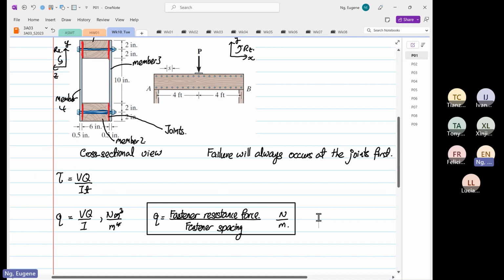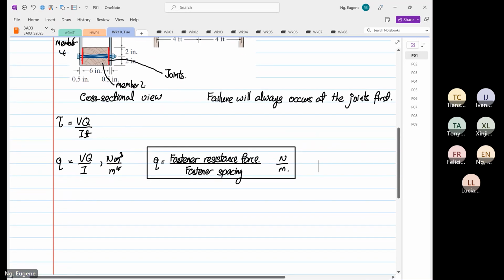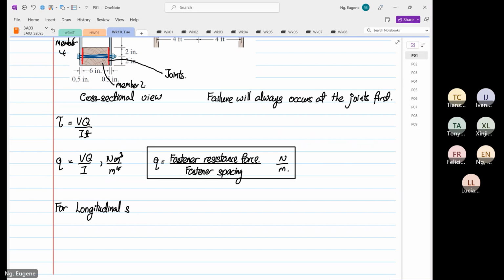And there are two rules that I want you all to remember. Two rules that have to be used, on top of the 5 that I've written down. So for longitudinal shear, we must add 2 more rules.